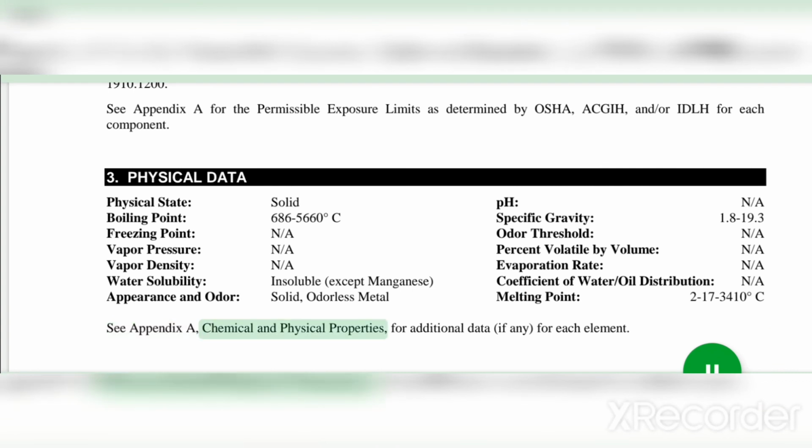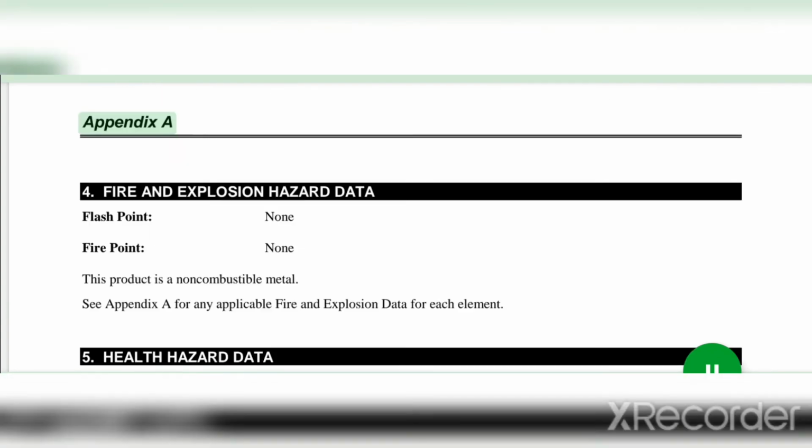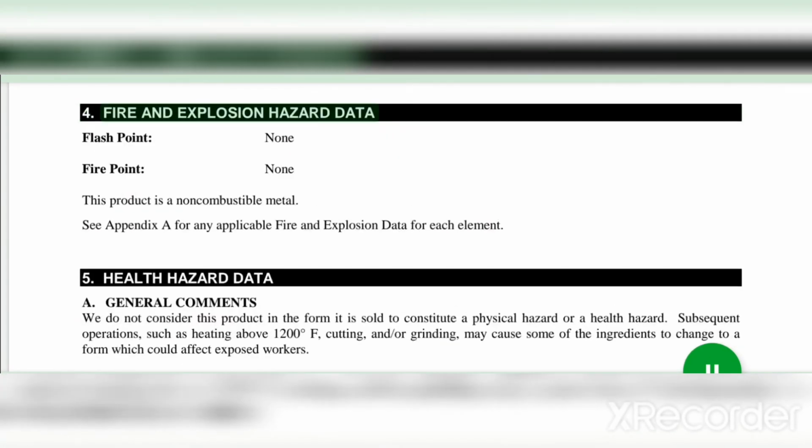See Appendix A, Chemical and Physical Properties, for additional data, if any, for each element. Appendix A, A8. 4. Fire and explosion hazard data. Flashpoint: none. Firepoint: none. This product is a non-combustible metal. See Appendix A for any applicable fire and explosion data for each element.